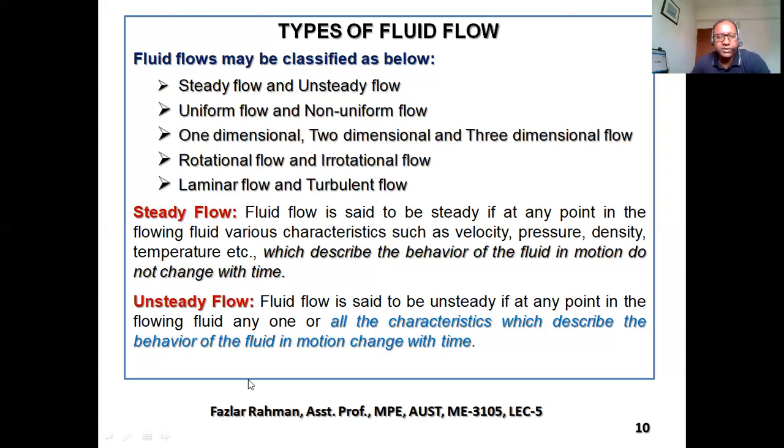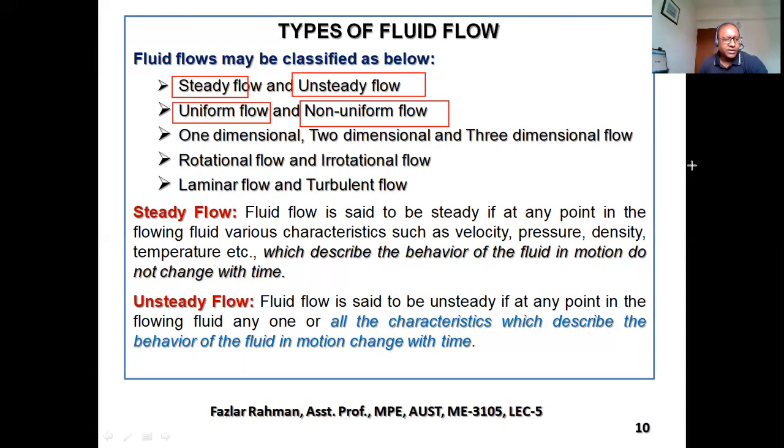Number one is steady and unsteady flow. What is steady and what is unsteady flow? Then what is uniform flow? What is non-uniform flow? Then one-dimensional, two-dimensional, three-dimensional flow, which you are already familiar with. If flow is only along one axis, that is called one-dimensional. If flow is along two axes, then it's called two-dimensional. Similarly, if the velocity of a fluid particle has three components, or it has displacement along three axes, then you can say the flow is three-dimensional.